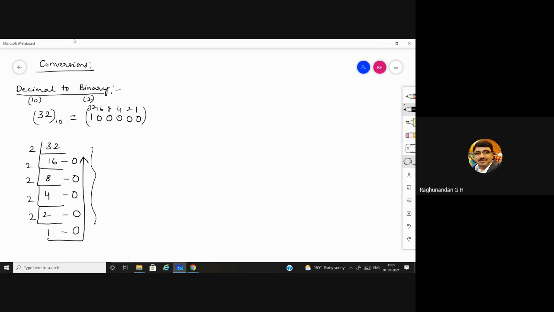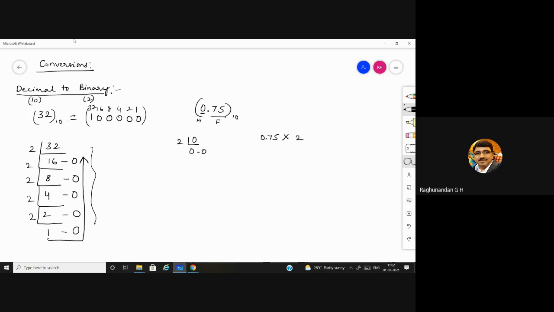Suppose you have a decimal number, a fraction like this. For these fractions, we have a different procedure. This portion is the whole number. This portion is the fractional number. For 0, obviously you know that even in binary also it is 0 only, but you can just show 0 0. So this is 0 only. For the remaining numbers, which is after the decimal point, that is 0.75, multiply it by 2.